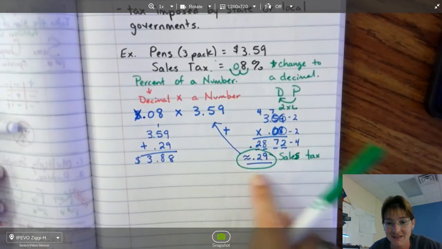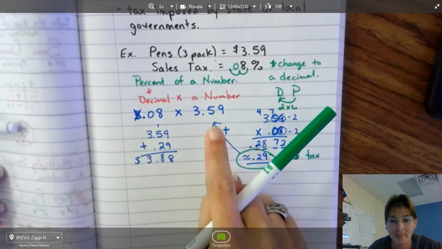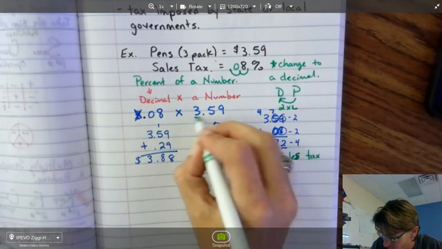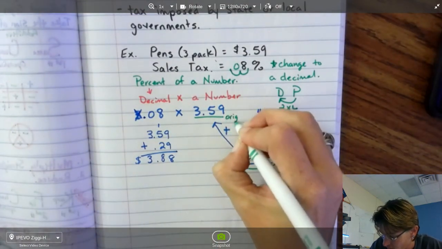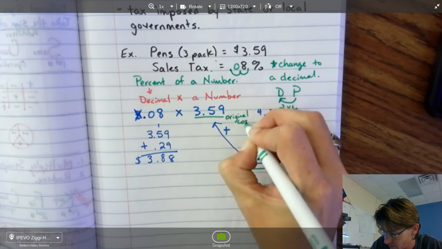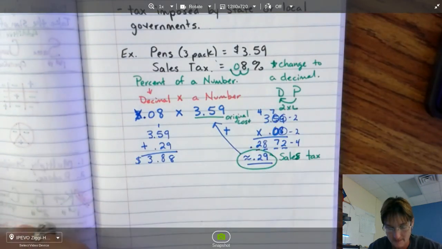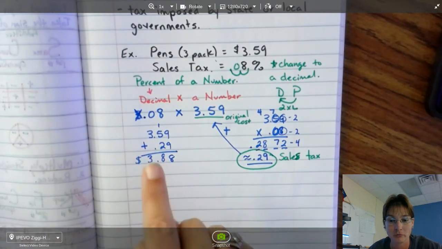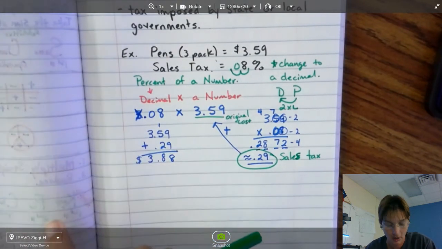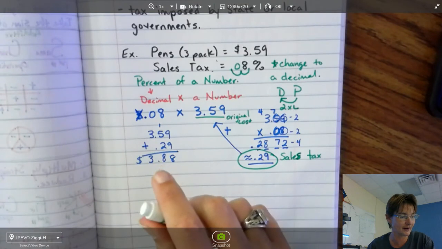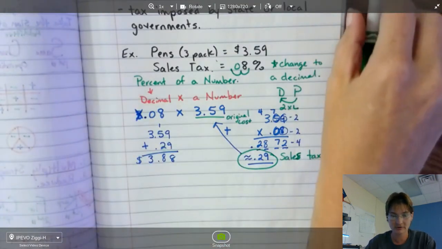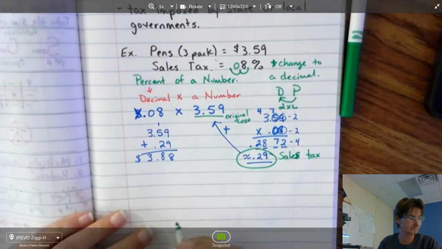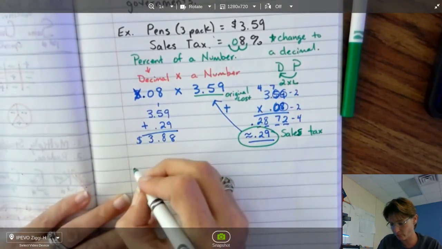Once you have the tax, you have to add it back to the original cost. So this is your original cost of the product, and then it tells you how much you're actually paying for it at the register. All right, we're going to move on to another example. Let's say we are going to buy a notebook.